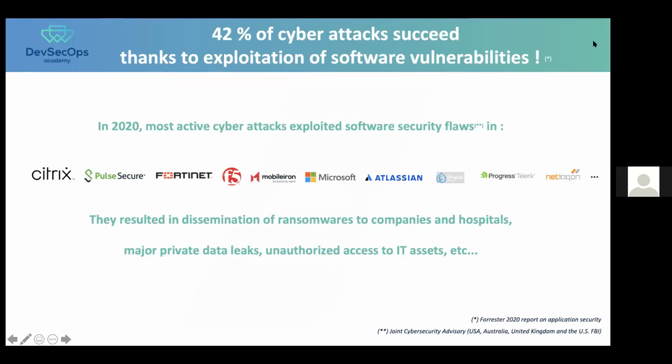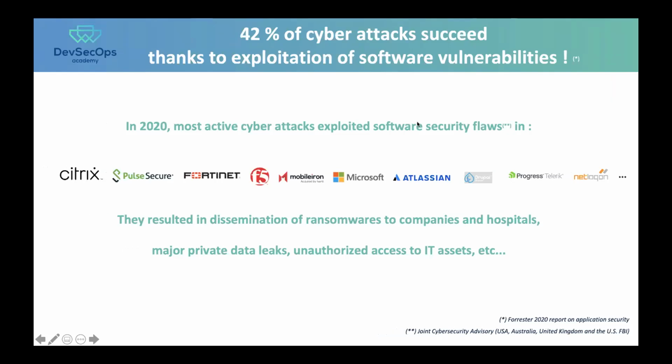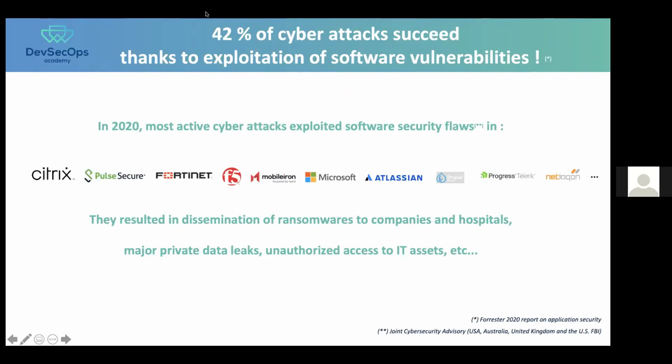There is a figure that a lot of people don't have in mind when it deals with cyber attack. You know that last year was a tremendous increase in cyber attacks because of the pandemic, and a lot of cyber attacks were driven against different targets, including hospitals and healthcare systems. And 42% of cyber attacks in 2020 succeeded because of exploitation of software vulnerabilities. That's a very huge number, and that reflects the state of the art of application security, which is quite low at the moment.